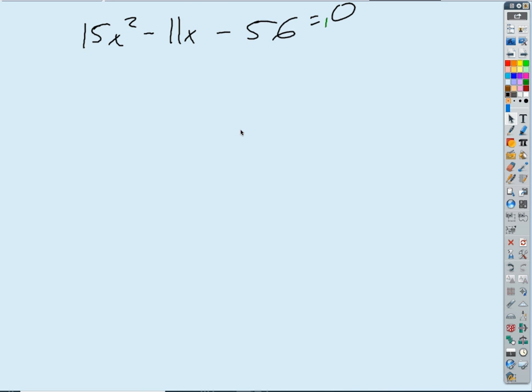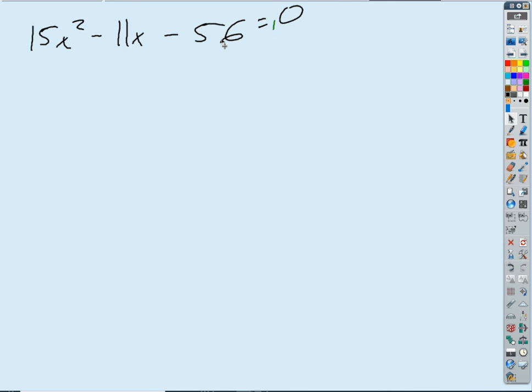So you're trying to find numbers that multiply to A times C and add to B. So let's find those. In Algebra 2, I always call those magic numbers. We have to find magic numbers that multiply to AC, which is going to be negative 560 plus 280, so what is that? Like 840? They multiply to negative 840 and add to negative 11.